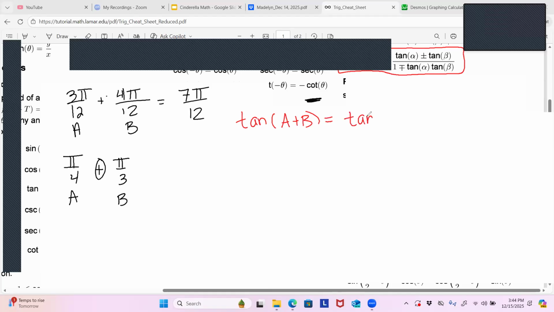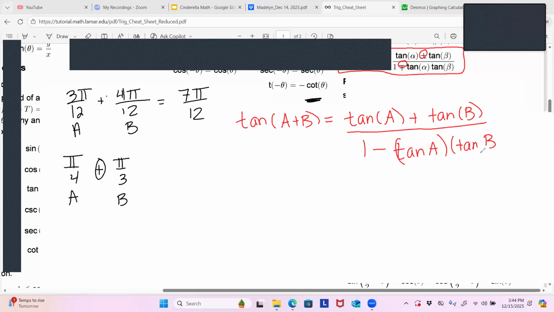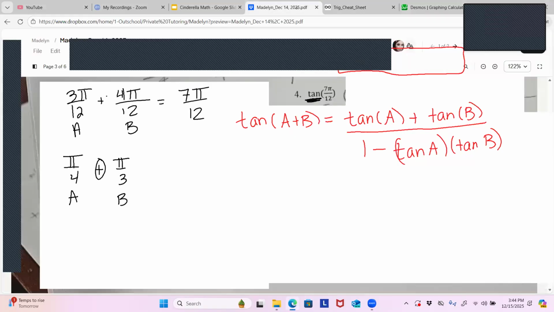Equals tan of A, top symbol, plus tan of B over 1, top symbol, minus tan of A, tan of B. Okay, there's our formula. And again, we followed the top symbols because we were doing A plus B, and plus was on the top. So we kept following the top symbols. All right, back to our sheet.